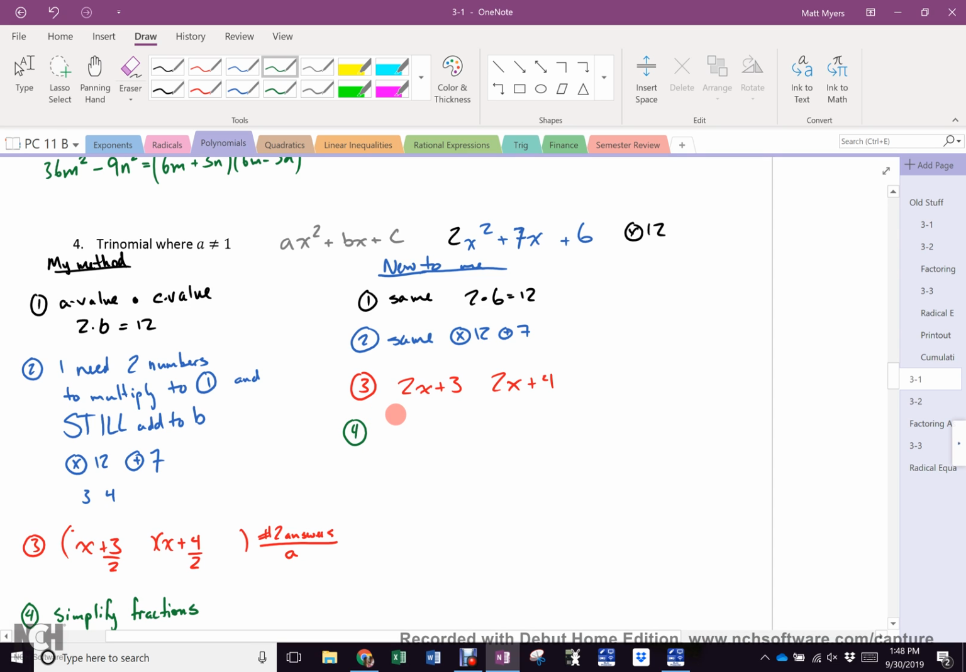Step 4: remove and discard any GCFs. Does this have a GCF? Does this? What is it? 2. So 2x plus 3 has no GCFs. This loses its GCF to get x plus 2. And we actually discard it. There is my final answer.